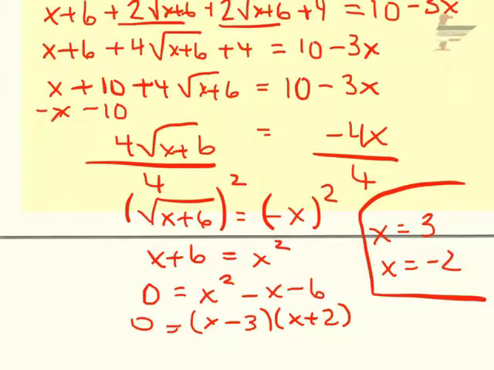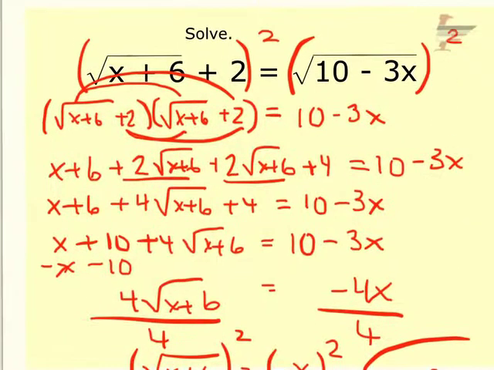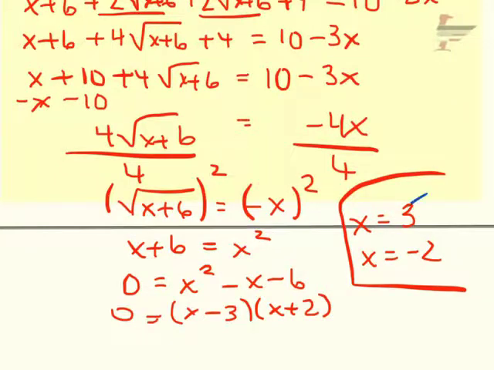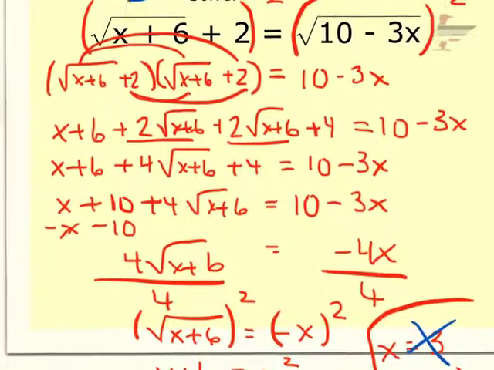However, I haven't checked my answers, so 3 and negative 2. So I'm going to start with 3. You can read through my work over here. 3 plus 6 is 9. The square root of 9 is 3. Plus 2 is 5. 10 minus 3 times 3, 10 minus 9 is 1, and the square root of 1 is 1. So, okay, what does that tell me? That tells me that 3 doesn't work out.